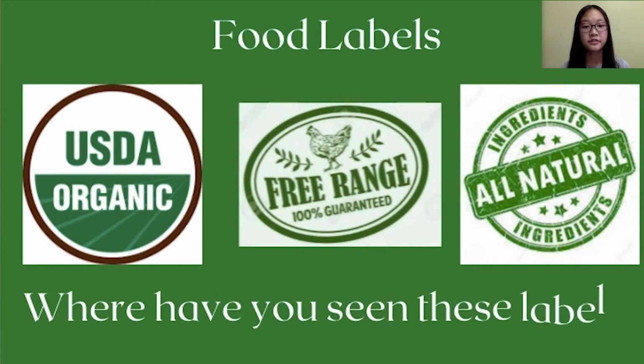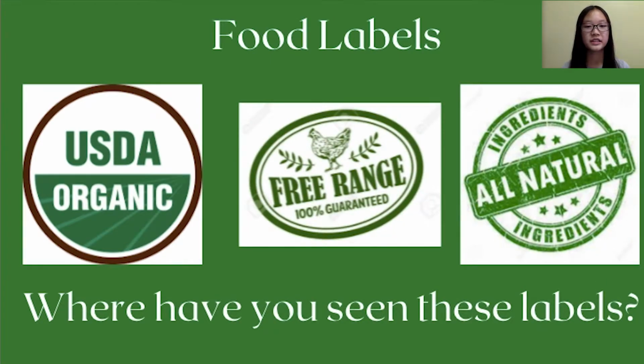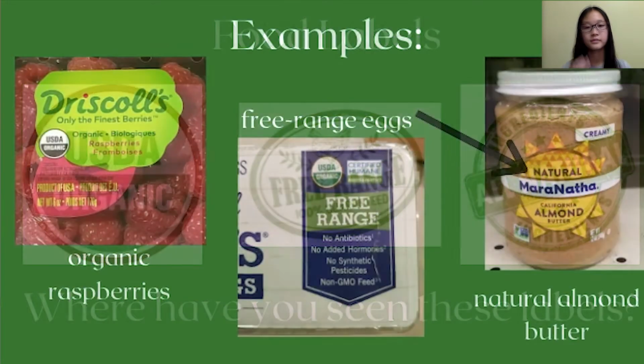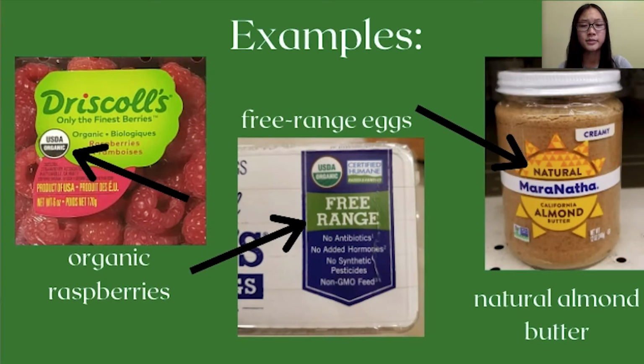Now that we have the foundation of 2 important farming methods, let's get a bit more specific. Where have you seen these labels? Can you think of some examples? Take a moment to write down some of your thoughts and pause this video right now. Alright, so here are some examples. At the grocery store, you may have seen organic fruit like these raspberries here, organic and free-range eggs, and even natural nut butters.